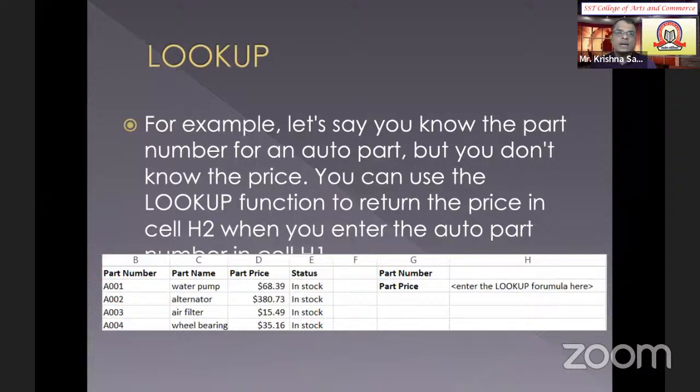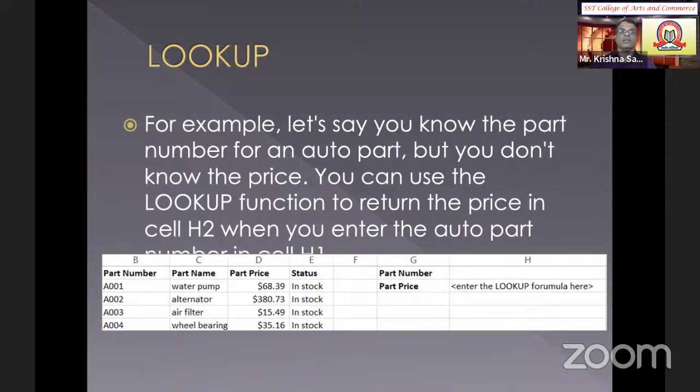For this example, let's say you know the part number for an auto part. See this table. This table spans columns B, C, D, and E. Part number is there, part name is there, part price is there, and status is there. I'm just reading the first one. The first part number is A001, the part name is water pump, part price is $68.39, and status is in stock.